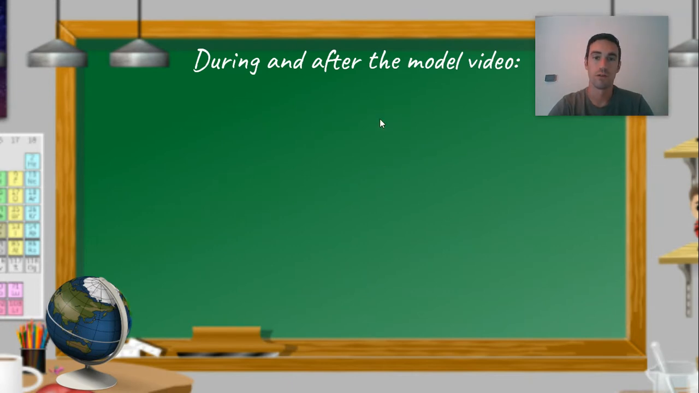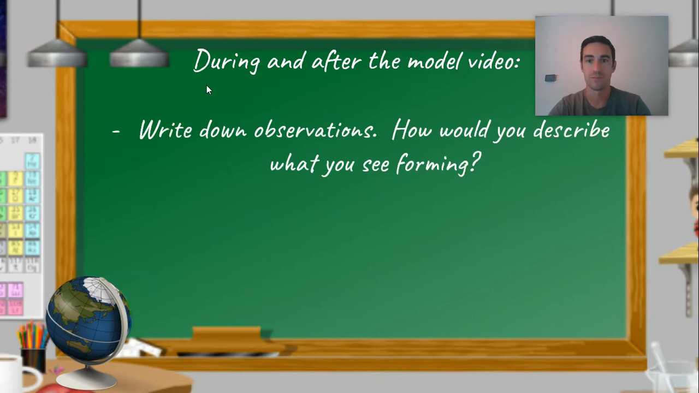So one thing we're looking for first is just observations. How would you describe what you see forming? For this part of your observations and for this part of your slides after the model, you don't need complete sentences. Just listing some words about what you see could be fine. So you should be describing the actual landform that you see.